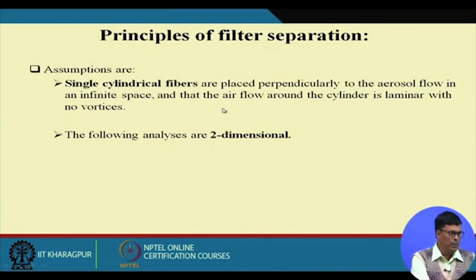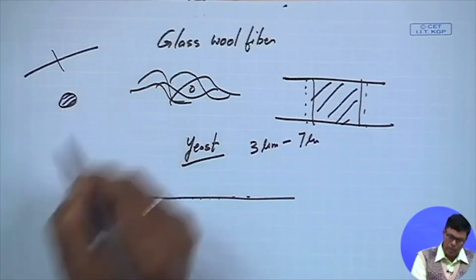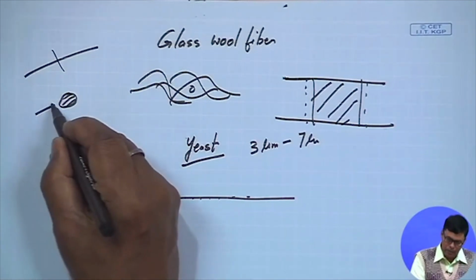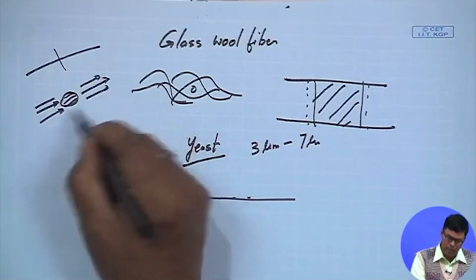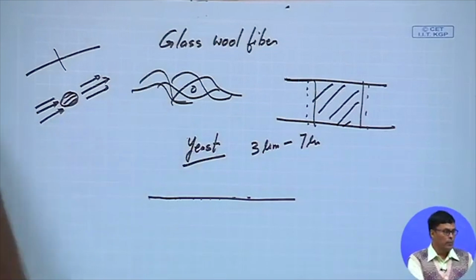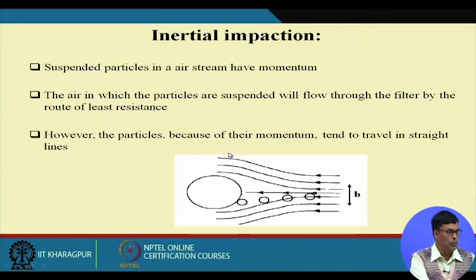We can assume single fibers. If I take the cross section of a fiber, it looks like this, a circle. Now if the air flows perpendicular to it, we can do the analysis of the system like this. A single cylindrical fiber is placed perpendicular to the aerosol flow in an infinite space, and the airflow around the cylinder is laminar with no vortex. The following analysis is two-dimensional.